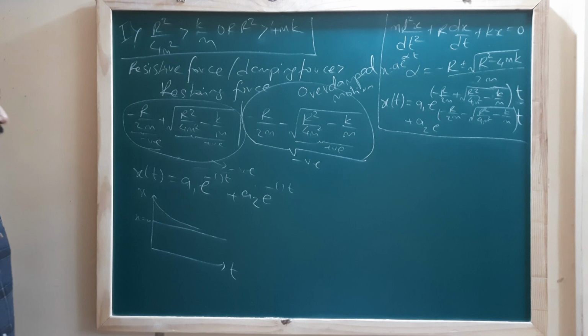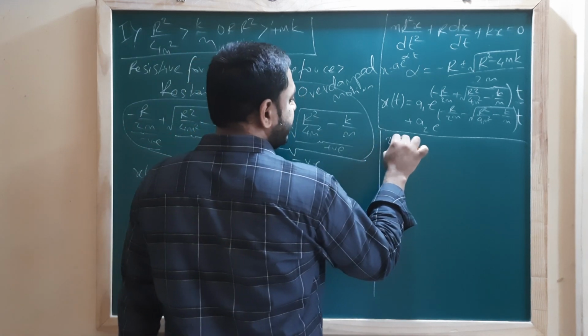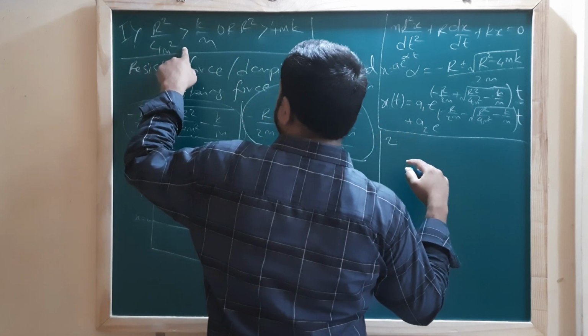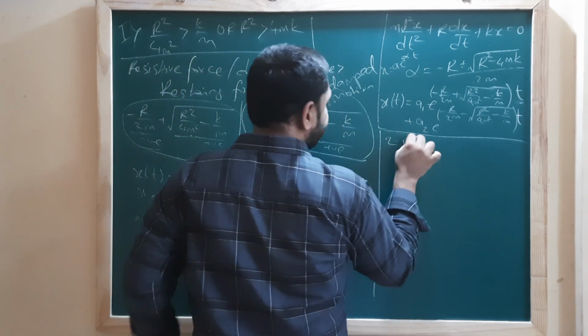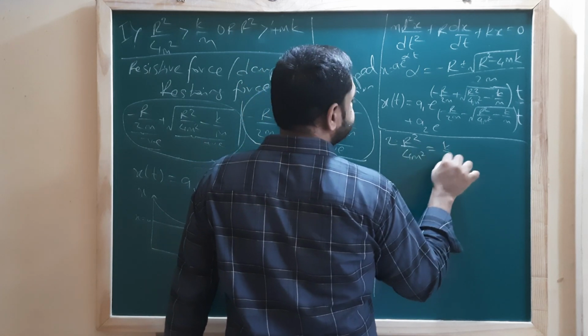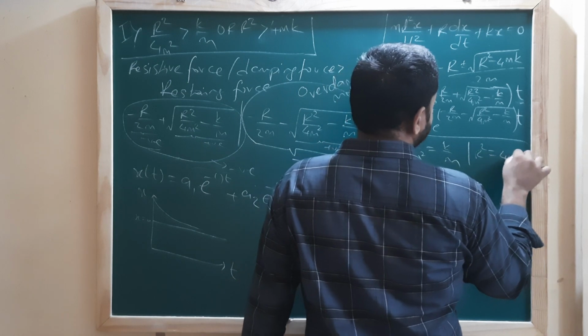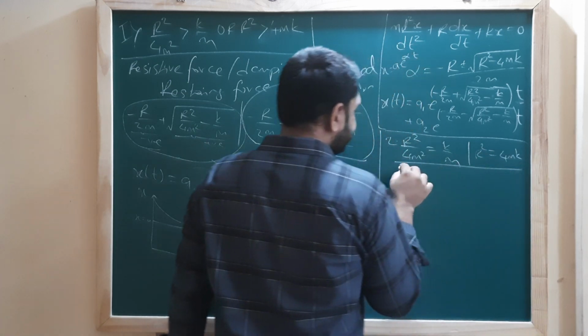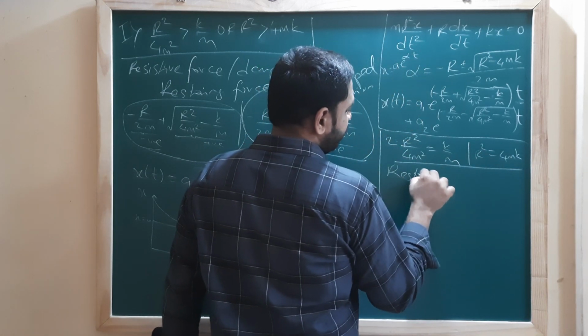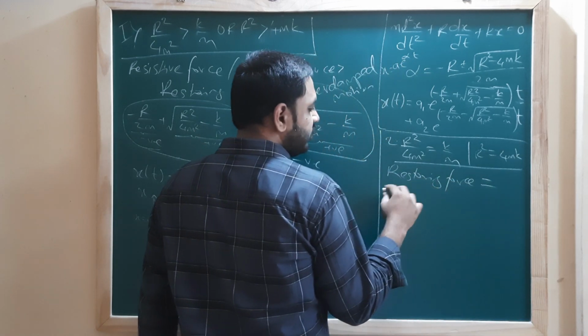That is the first case that we studied. Now let us look at the second case. I'll write it here. If r square by 4m square is equal to k by m, or in other terms, you can say r square is equal to 4mk. In this case, what you get is the restoring force is equal to the damping force.